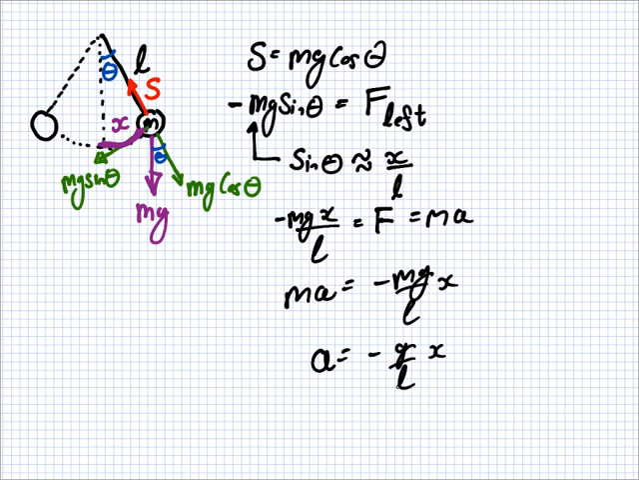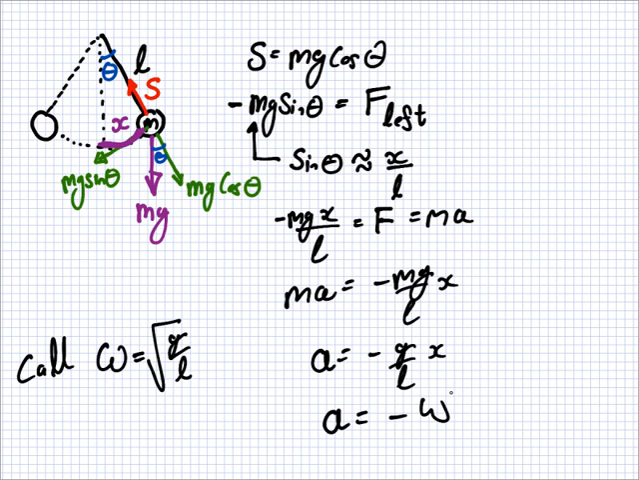Now this g over L is just a constant, right? Does the g change? No. Does the L change? No. So what I'll do is I'll call omega root g over L. So then you can write this as minus omega squared x.